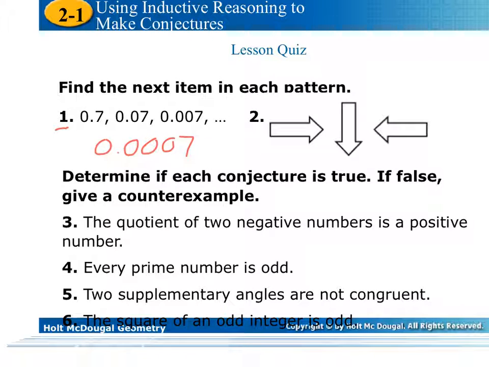What about this one? We have an arrow pointing to the right, an arrow down, an arrow pointing to the left, an arrow up. So we have an arrow pointing this way, then down, then side, then up. We're just rotating 90 degrees each time.